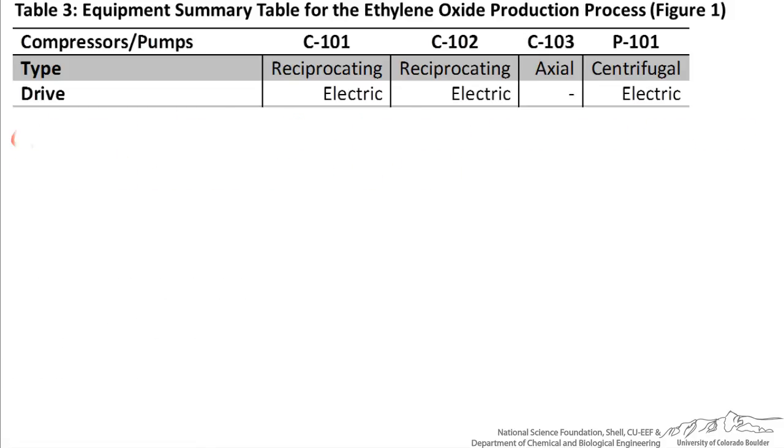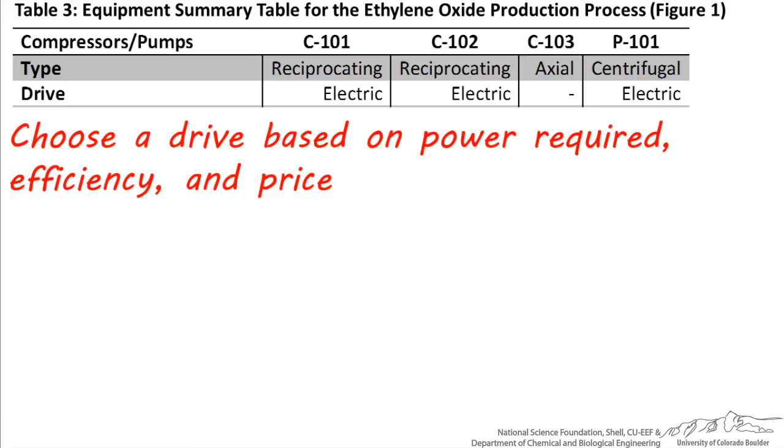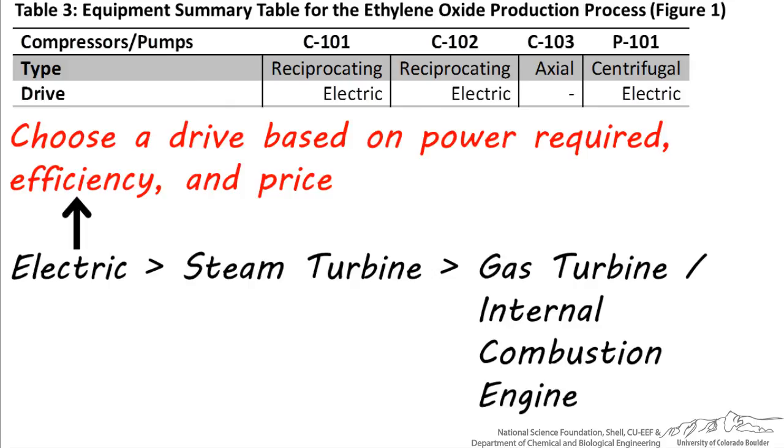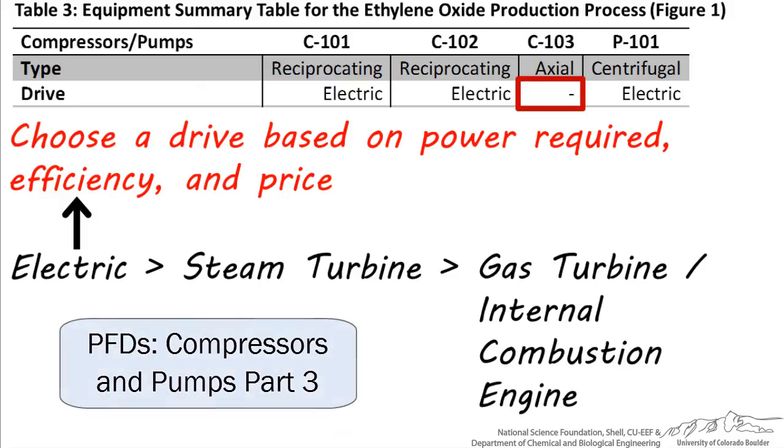So to select the best drive type, consider the horsepower required by the pump or compressor. Remember that electric drives are typically more efficient than steam turbines, which are more efficient than gas turbines and internal combustion engines. And try to find the option which results in the lowest long-term cost. You can find estimates of power ranges, efficiencies, and prices in most process design books. Because of their high efficiency and low cost, I chose electric drives for these compressors and the pump. Remember that turbines do not require a drive because they're used to depressurize or extract work from a fluid. This is why there was no drive type selected for turbine C103.